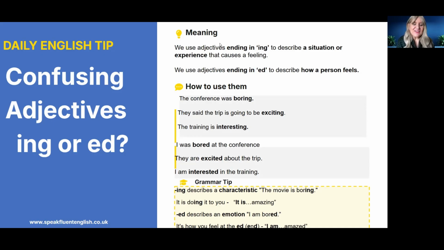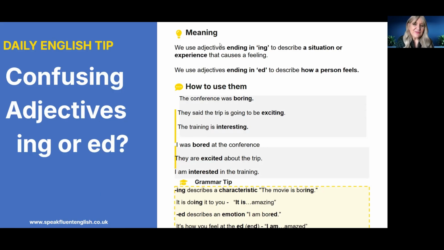So in this video, I'm going to teach you the difference between adjectives ending in -ing compared to adjectives ending in -ed. This is because I've noticed that my students very often get these two types of adjectives confused. So by the end of the video, you will know the difference and how to use these adjectives correctly.